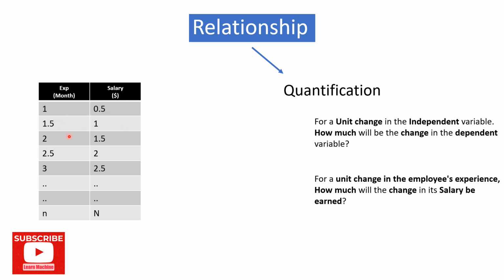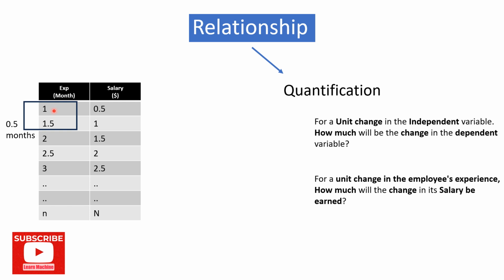If we have 2 months of experience, the salary is $1.5, and similarly it goes on till n. Now for a unit change, unit means for two consecutive values. In our case, for simplicity, I decided 0.5 months as the unit. So each experience value is getting incremented by 0.5 months.